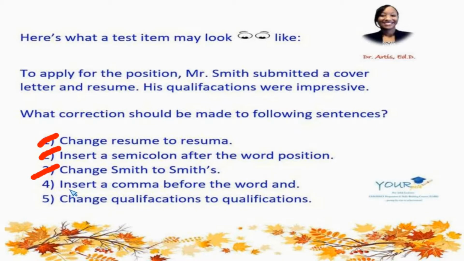When we look at option number 4, we have insert a comma before the word and. Well, the word and is a conjunction, and a conjunction is used to join 2 things together, such as in this case, the word and is joining the word letter and resume together, 2 things. And so we're not going to place a comma here because that would be incorrect. And we will only use a comma in front of the word and if we were joining two sentences together. In this case, we are not, and so we're going to eliminate option number 4.